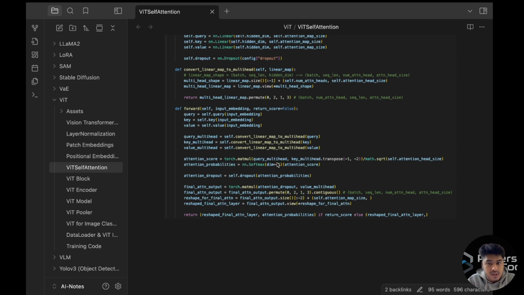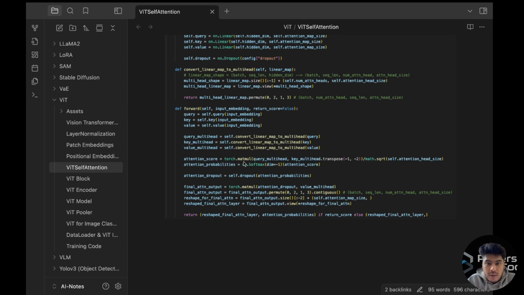As we know, attention scores are a multiplication of query multi-head with key transpose, where we do transpose of -1 and -2. That is, we know the dimension of key will be batch size, number of attention heads, sequence length, and attention head size. We transpose the last dimension and the second last dimension so that we can multiply this with queries, because to multiply two matrices, if a matrix is m cross n, the other has to be n cross something, because only then it allows you to multiply them with each other, right?